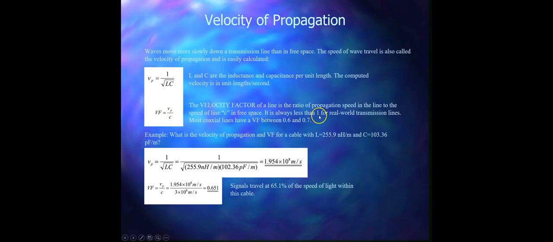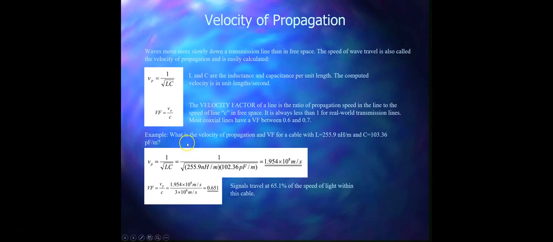It is always less than 1 for real world transmission lines, and most coaxial lines have a velocity factor between 0.6 and 0.7.